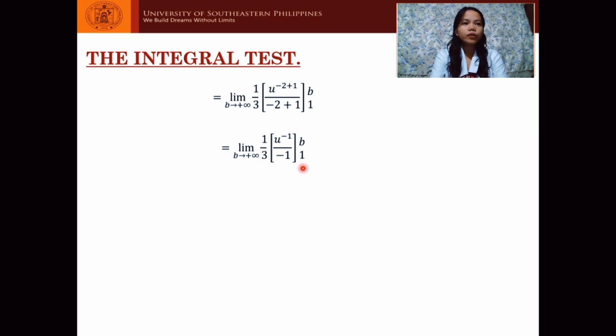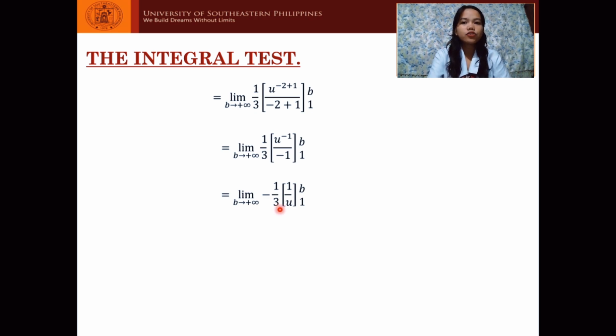After that, let us still simplify it. So the limit as b approaches positive infinity of negative 1/3, which we also have negative 1. So we can have the negative 1/3 times 1 over u, from 1 to b.